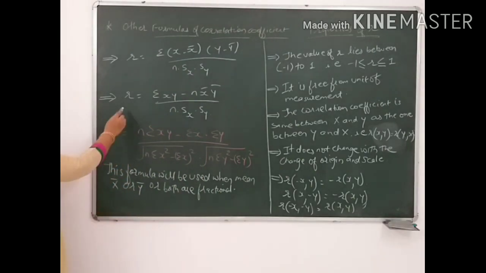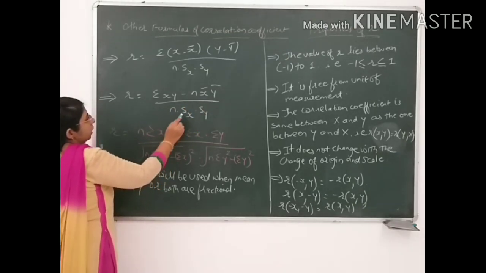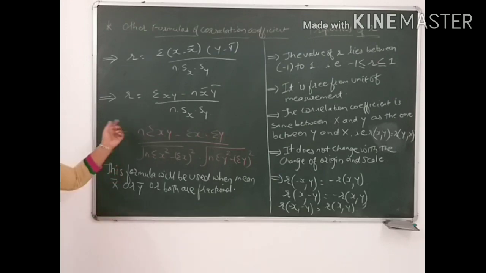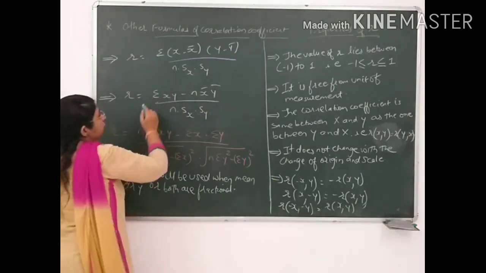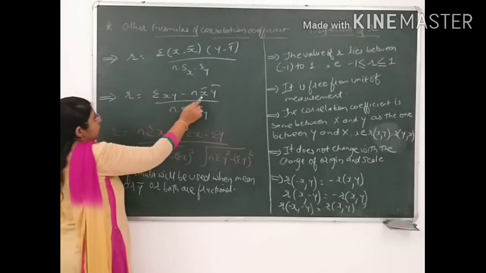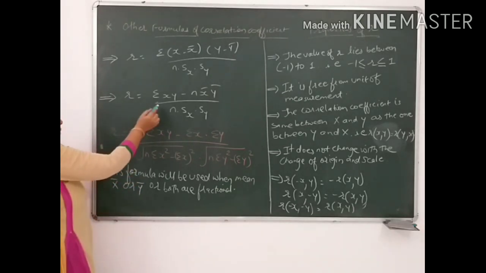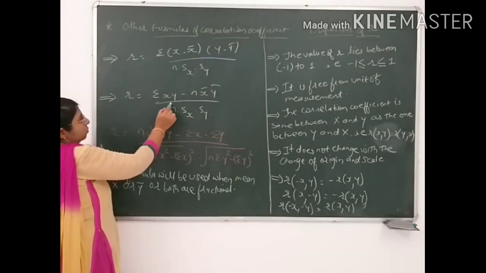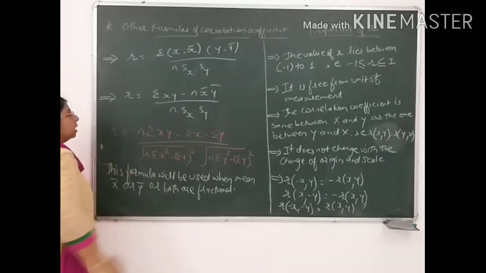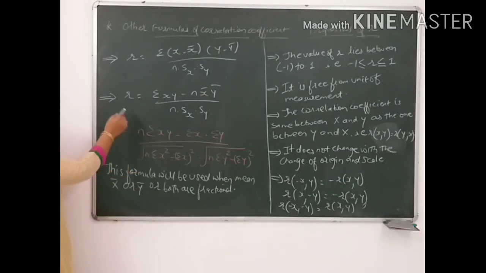Now the next formula of r is sigma xy minus n x bar y bar upon n into Sx into Sy. This formula is to be utilized when the data related to this formula is given in the question. When in the question the data of sigma xy, x bar, y bar, n, and standard deviation of x and standard deviation of y is given to you, in that situation r is to be found out by applying this formula.